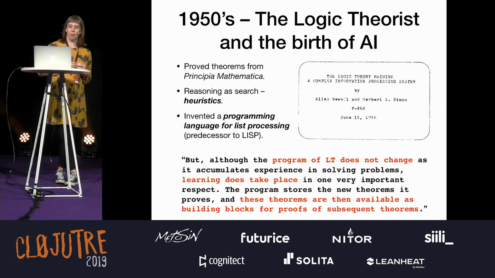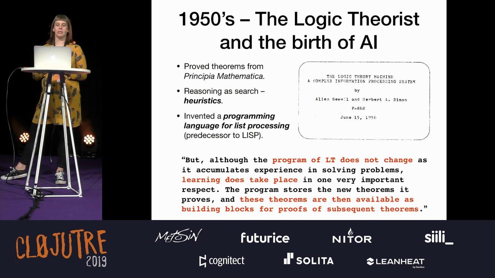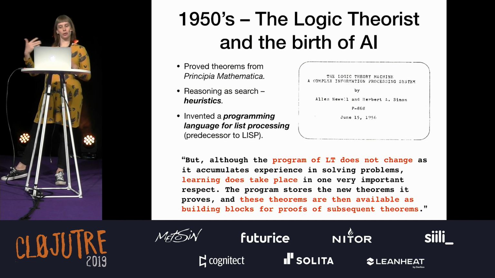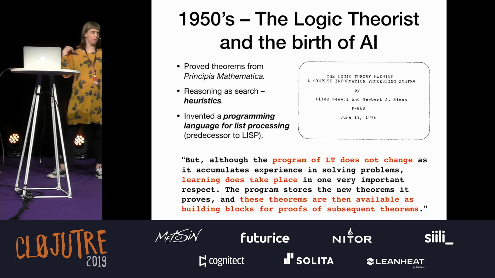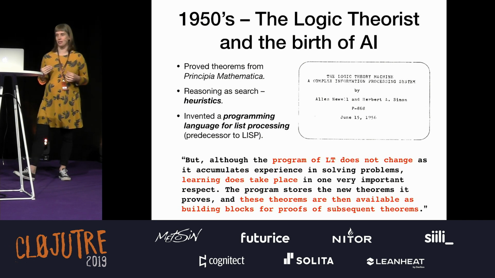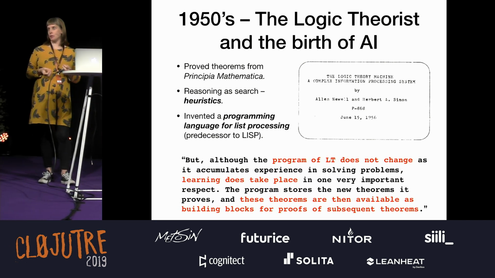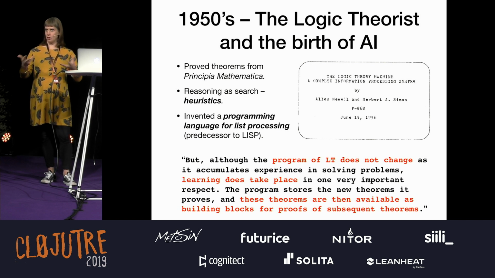Well, in what sense was this program intelligent? So a quote from this paper says that the program, this LT, logic theorist system, doesn't change its source code as it accumulates experience in solving problems. But it does learn in one respect, which is quite different from what we mean today, namely that it stores the theorems that it proves, and these theorems are then available as building blocks as we do subsequent proofs. That might sound obvious, but it was quite revolutionary for a computer program to do this kind of thing. So it accumulated knowledge, which it then could use.